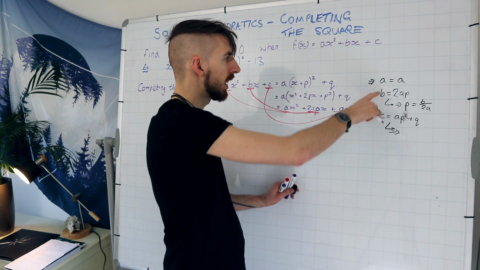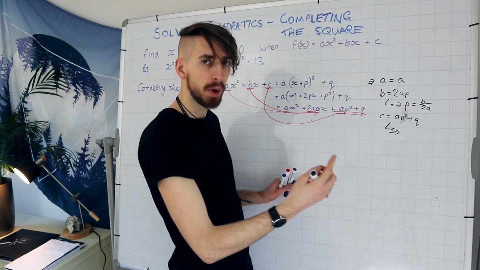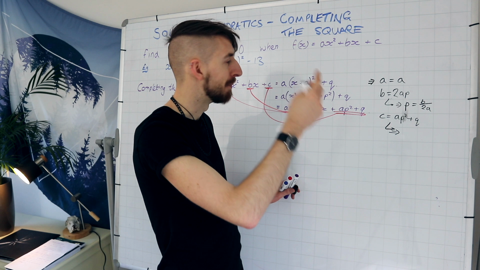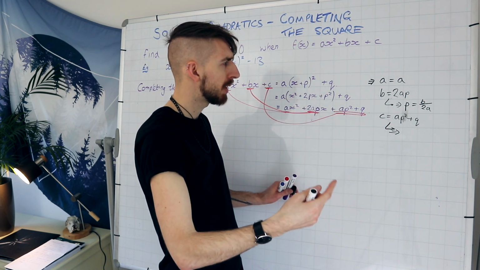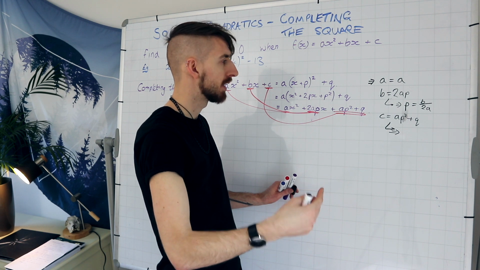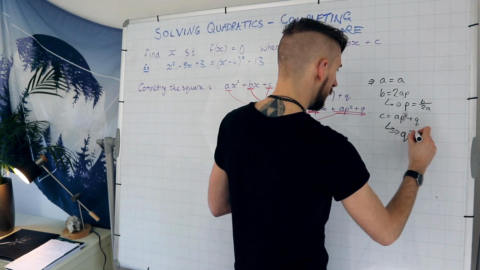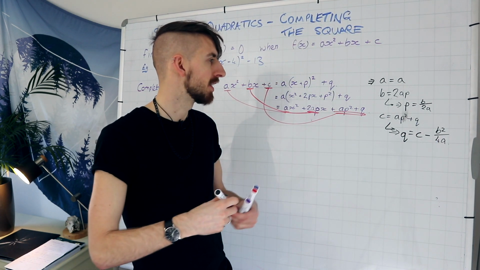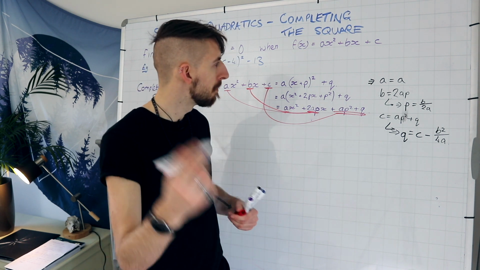So what we've done here is we've got a is a, that's fine. Then we've got b is equal to 2ap. If we rearrange that, then we get p is equal to b over 2a. Then we've got c equals ap squared plus q. If we use our value of p equals b over 2a, substitute that in, rearrange to get q, then you get q equals c minus b squared over 4a. These are quite important, so I'm going to put a little red pen around them.